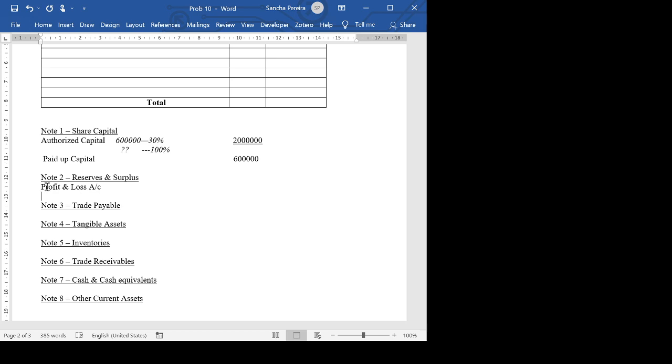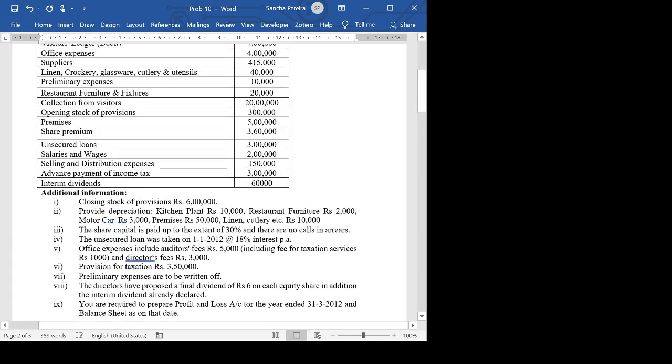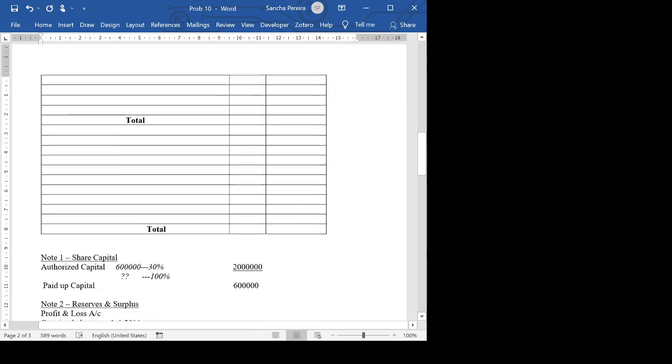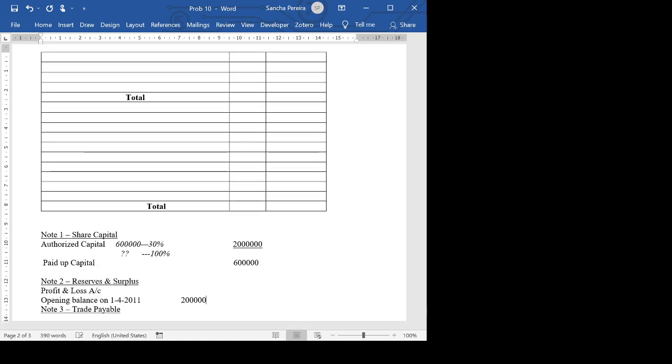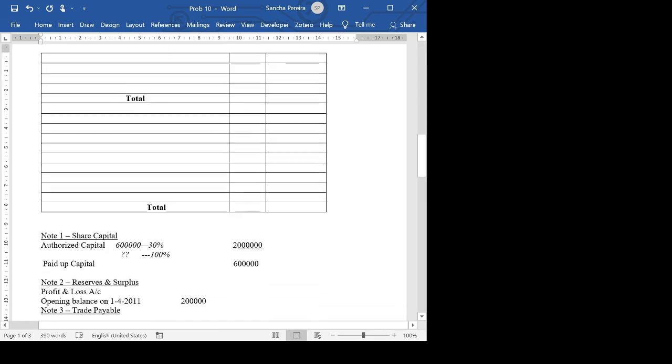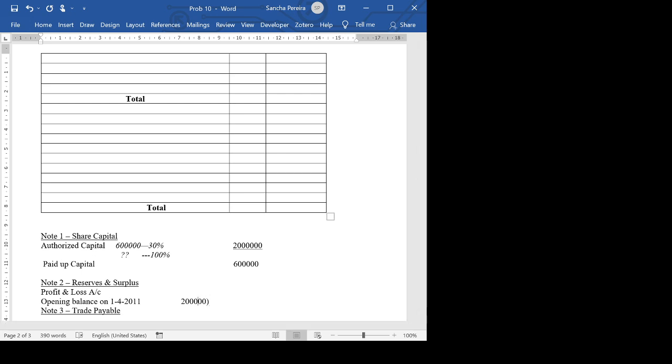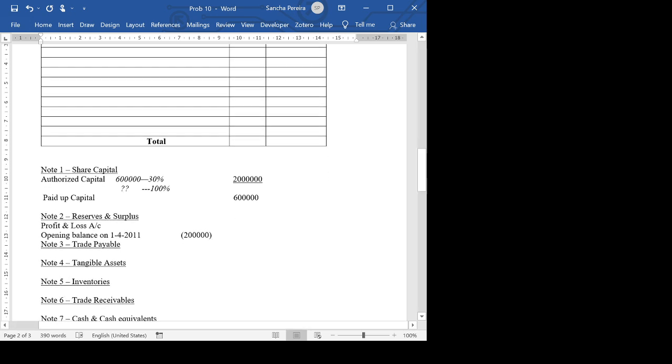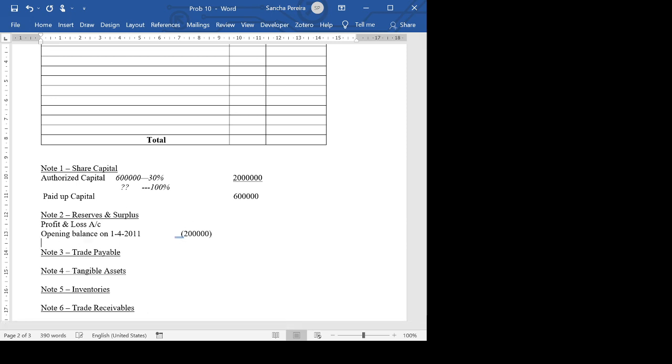So the first thing that we have is profit and loss account, and I know the opening balance on 1st April 2011. It is a loss. Opening balance on 1st April 2011 is 2 lakhs, so I'm going to write it in brackets. How do I know it's a loss? Because they've said a debit balance. The fact that it's a debit balance means it is a loss. I will just write this and keep it because I don't know anything else of the profit and loss. Profit and loss account, I will just underline because this is one part of the reserves and surplus.